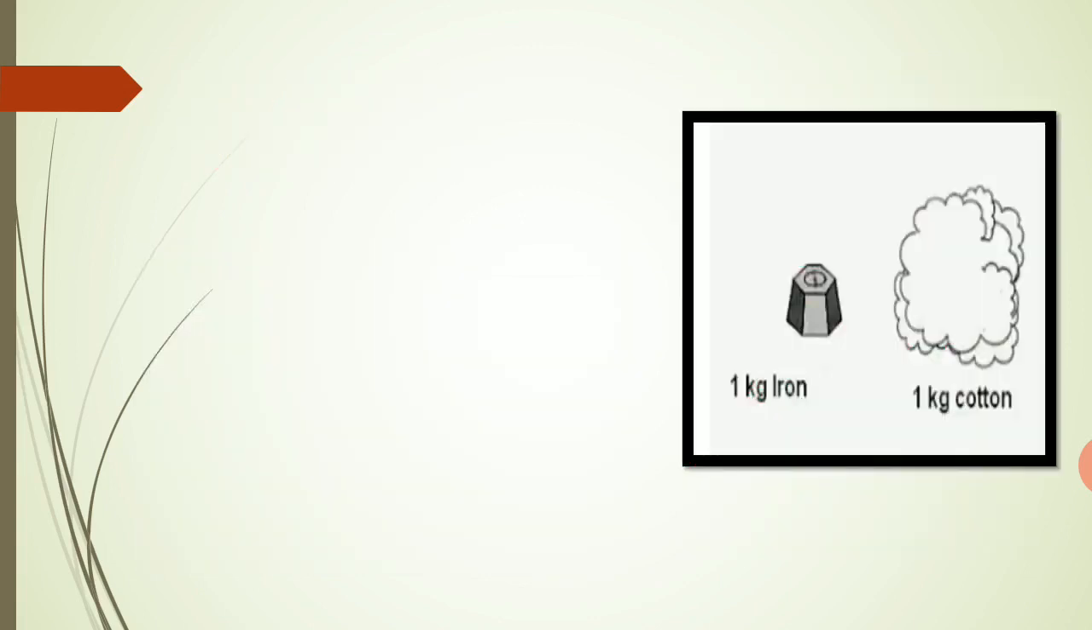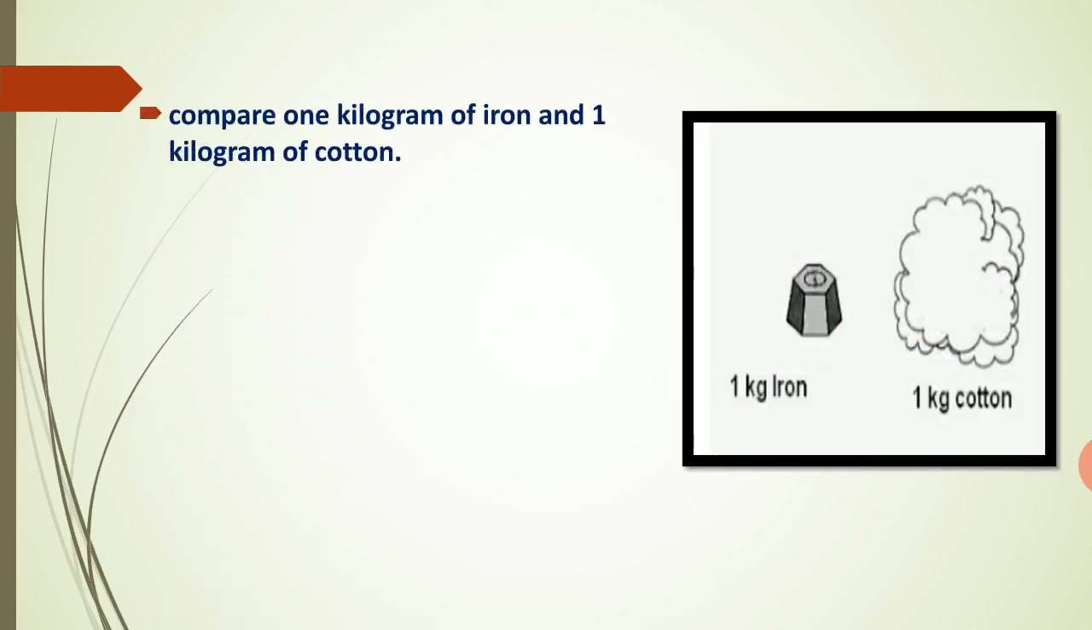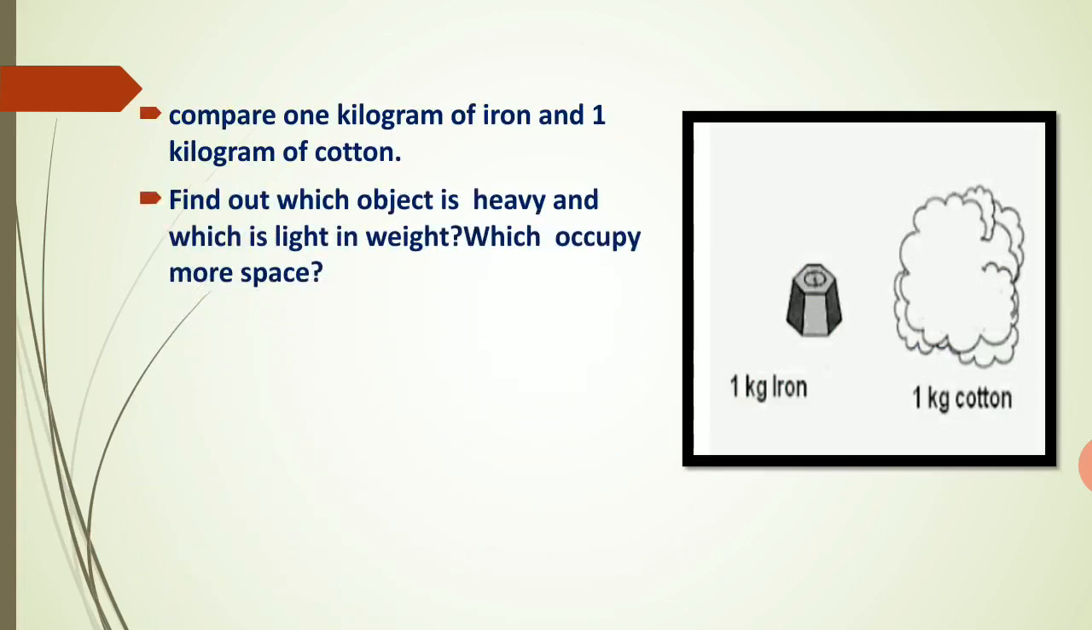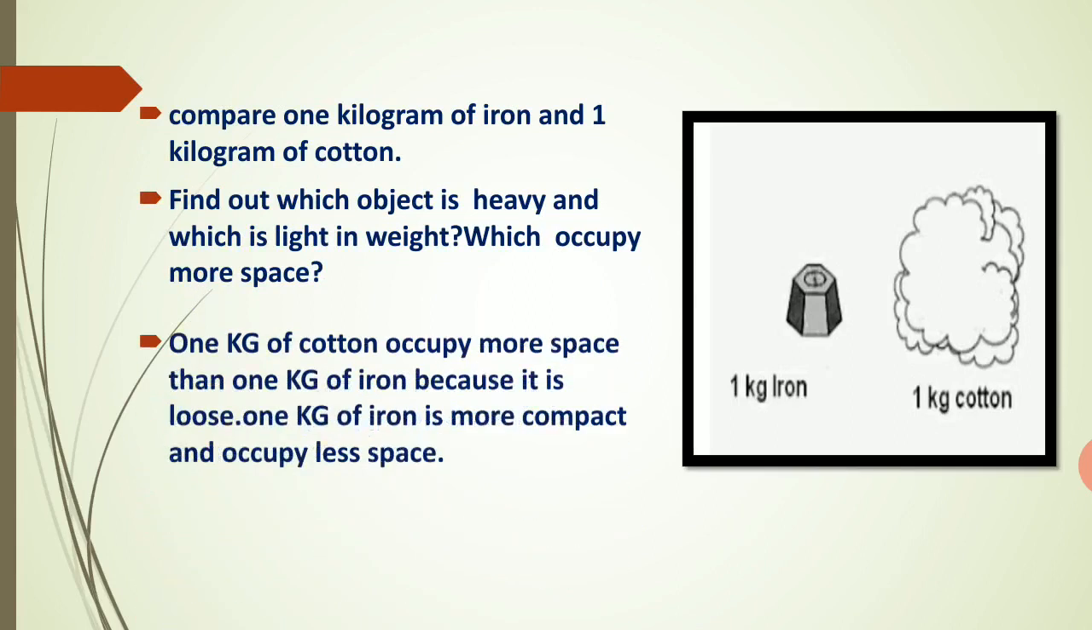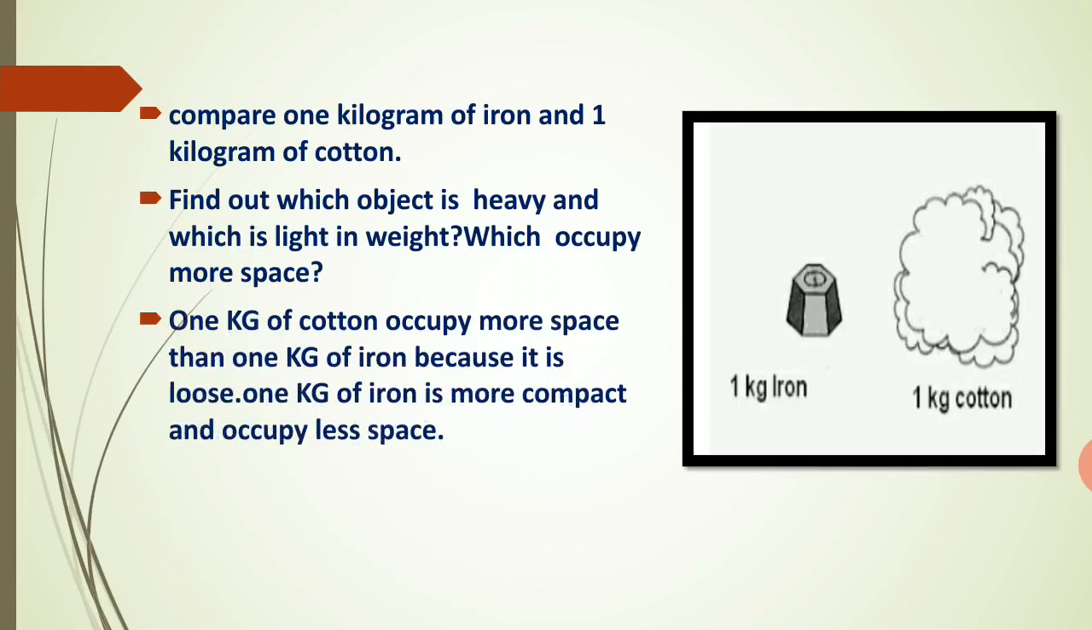Let us take an example of 1 kg iron and 1 kg cotton. Compare 1 kg of iron and 1 kg of cotton. Find out which object is heavy and which is light in weight. What do you think? Which occupies more space? 1 kg of cotton occupies more space than 1 kg of iron because it is loose. 1 kg of iron is more compact and occupies less space, whereas both the objects are of 1 kg weight.